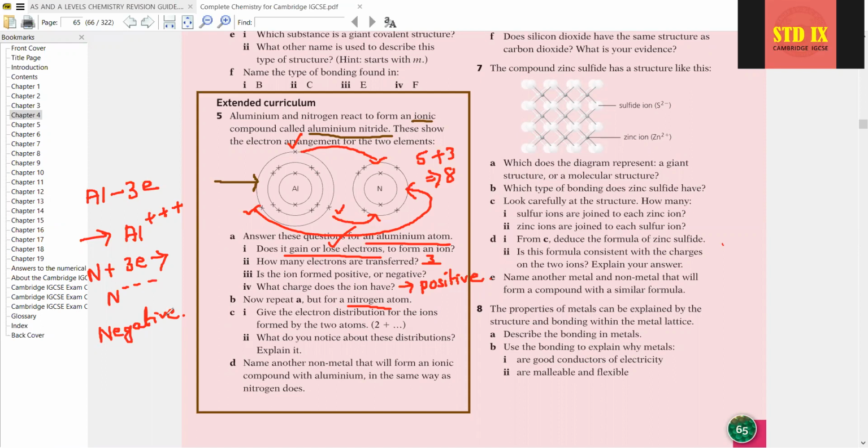Now they are asking for the electron distribution for the ions formed by the two atoms. So for aluminium, you are having Al equals 2 comma 8, and nitrogen will be 2 comma 8. Please note this down. See, they are asking for the electron distribution for the ions.